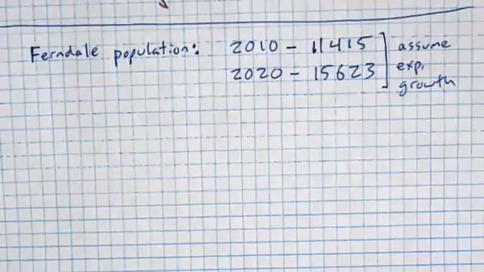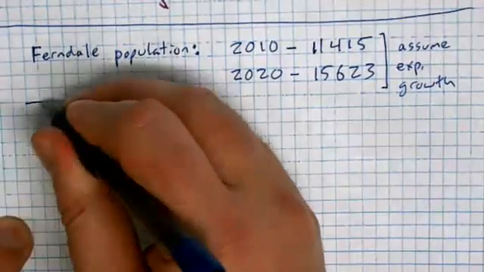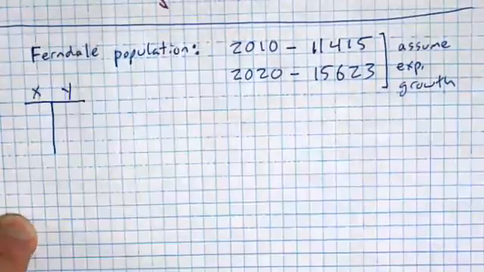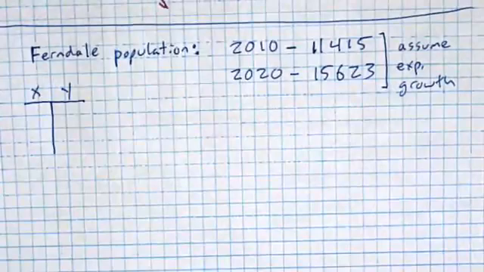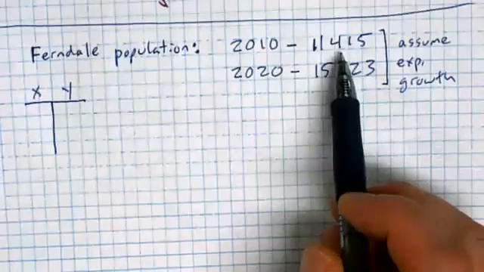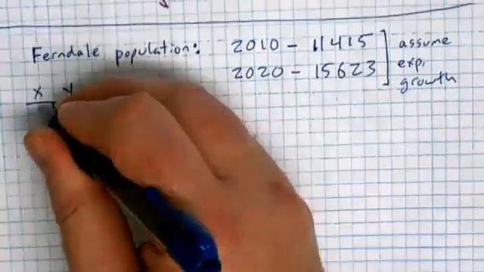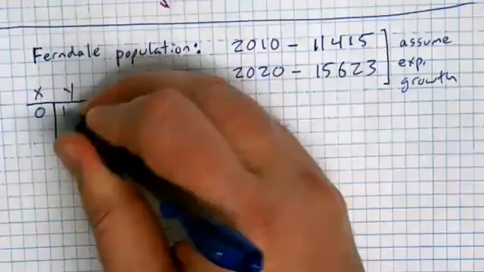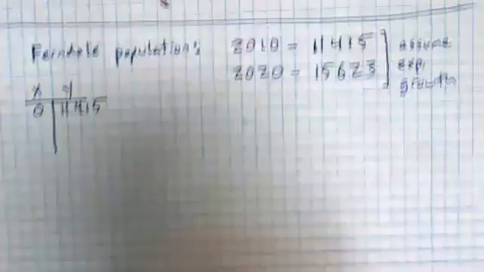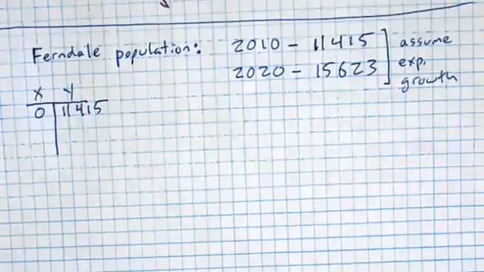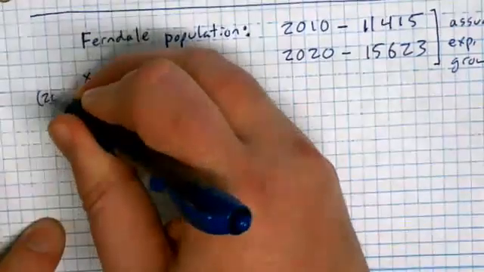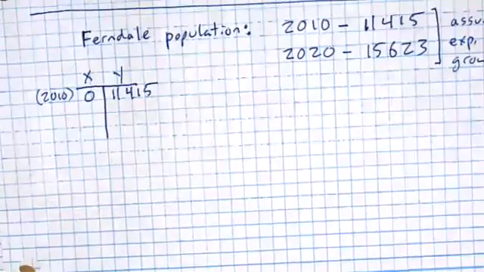Okay. So what do we know? I'm going to make myself a little XY chart here. Let's make 2010 our starting point, where x is 0. So we had 11,415 people. We're calling 2010 year 0. Probably a good idea for me to mark that.